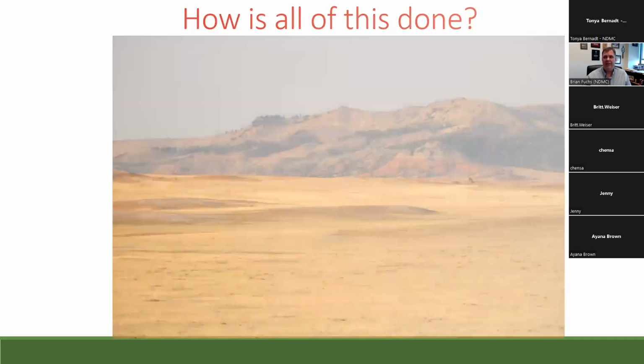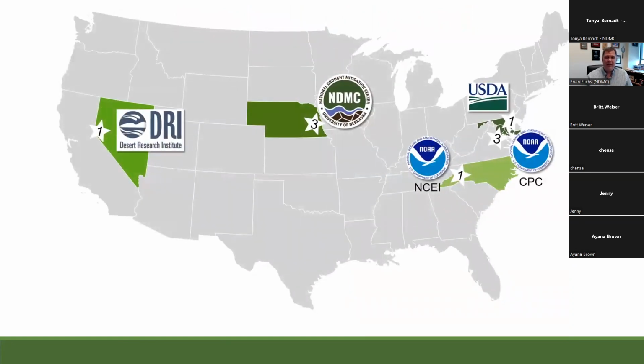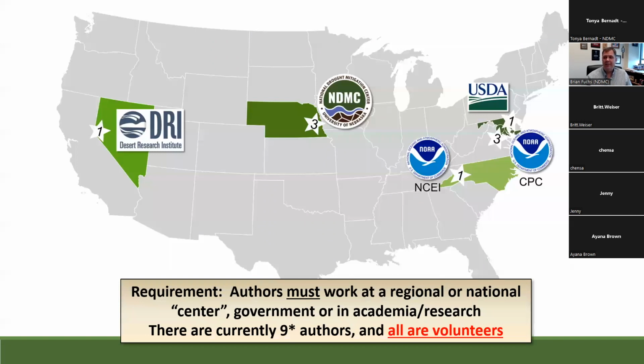So again, how is this all done? Well, we do have 9 currently, a 10th author just started here recently. And we have 1 author out at the Desert Research Institute in Reno. We have 3 authors at the National Drought Mitigation Center here in Lincoln. We have 1 author at NCEI in Asheville, North Carolina, and a new author just got on board here just in the last couple of weeks, so that will be changing to 2. And then the other 4 authors are within the Washington, D.C. area, 1 within USDA, and 3 within the CPC area.